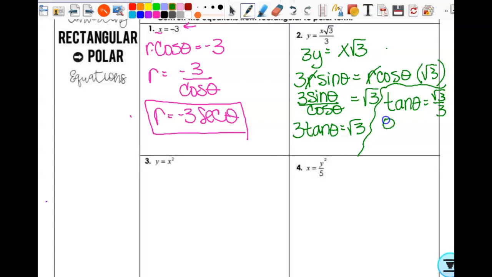So now I know that theta is equal to the tangent inverse of square root of 3 over 3. And what's the tangent inverse of the square root of 3 over 3?